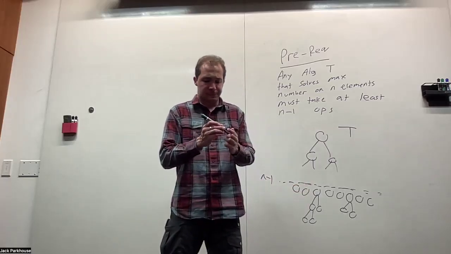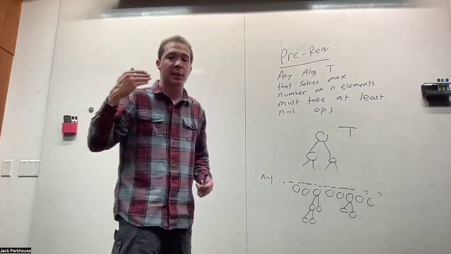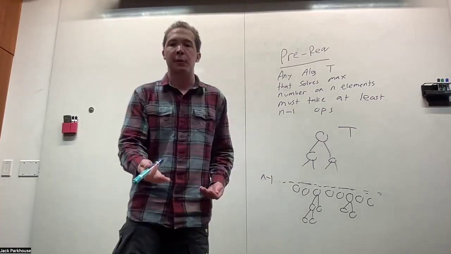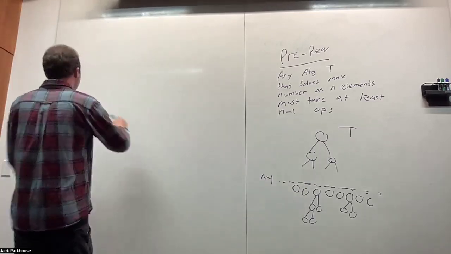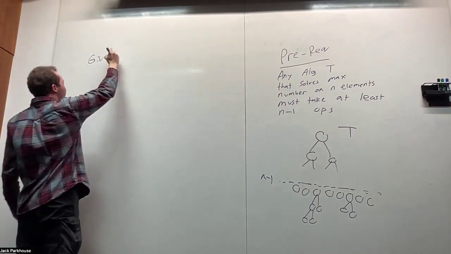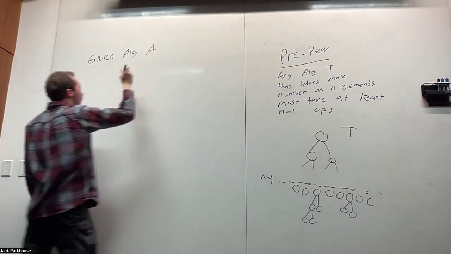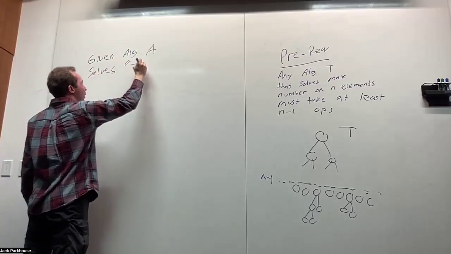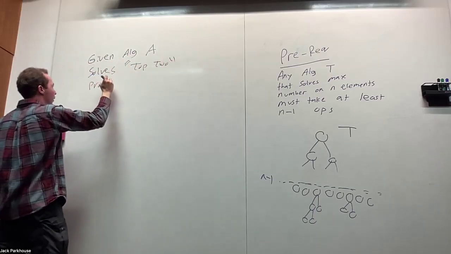So now let's move to the recitation problem, which is about algorithms that find the top two elements, and we want to find some sort of lower bound for that. Here's what we're going to do. Let's say that we're given some algorithm, let's call this A, that solves this top two problem on n inputs.